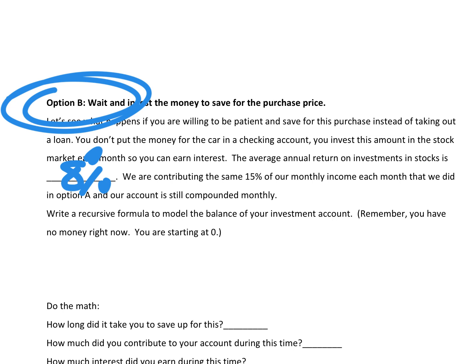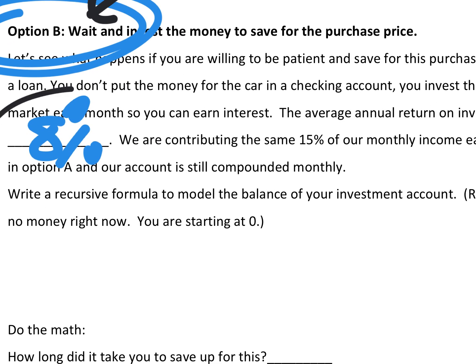All right. So the first question I get is, well, I like option A, so do I have to do option B in the project? Yes, the whole point is to compare saving up for the car with an investment of 15% of your monthly income and taking out the loan and paying the 7% interest. Okay, so here you're going to put your money in the bank. They're going to pay you 8%.